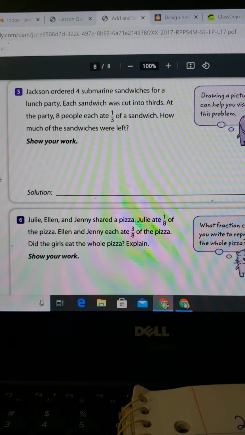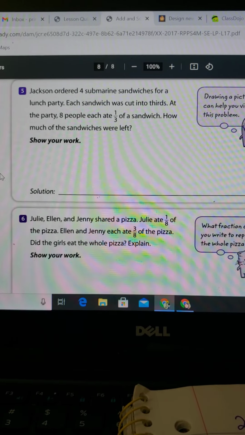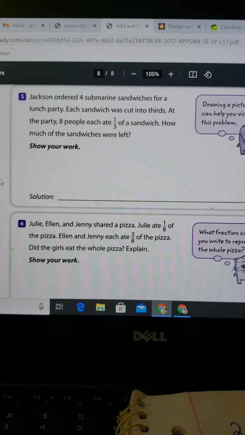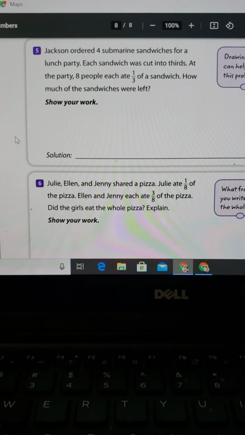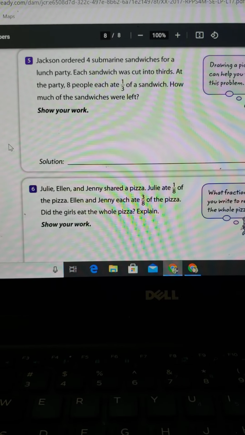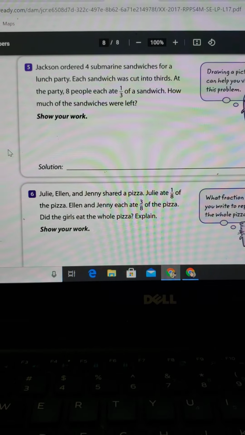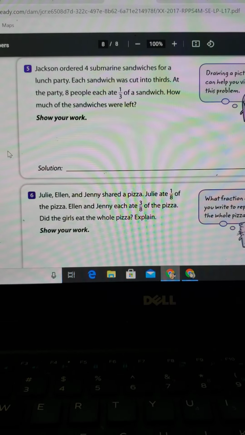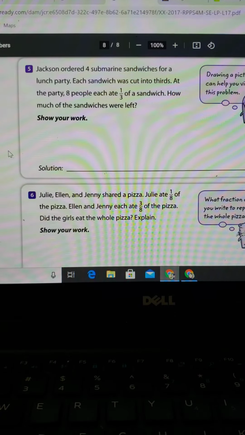Okay, one last problem and we are done for today. Well, except for your iReady, right? Maybe your multiplication practice. All right, last one, number 6. Julie, Ellen, and Jenny shared a pizza. Julie ate 1/8 of the pizza. Ellen and Jenny each ate 3/8 of the pizza. Did the girls eat the whole pizza? Explain.